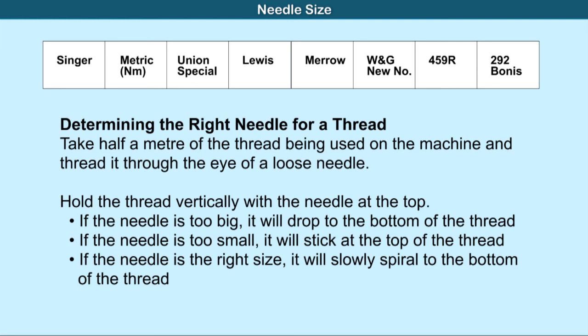Comparison of equivalent needle size. Below is the comparison of equivalent needle sizes in metric, then Unison Special, Singer, Lewis, Marrow, WNGA new number, 459R, 293.